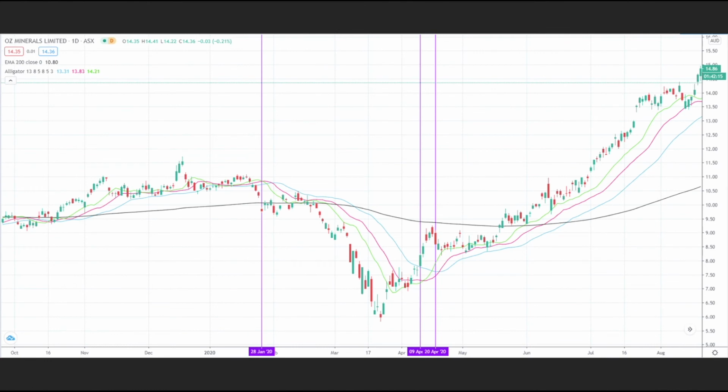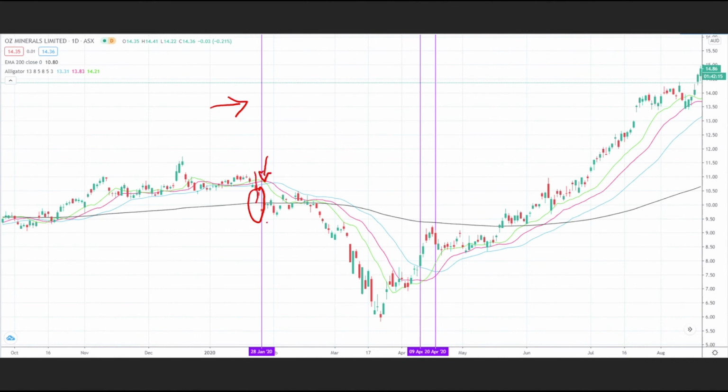This is another example of how you can use the Williams Alligator indicator. Now, this is a chart of Oz Minerals Limited, ASX code OZL. Now, this first purple line here is indicating when the stock has actually closed below the Williams Alligator indicator. So there's two points here. Obviously, the first one closes below the Williams Alligator indicator, but you see there hasn't been any crosses around that same time here.